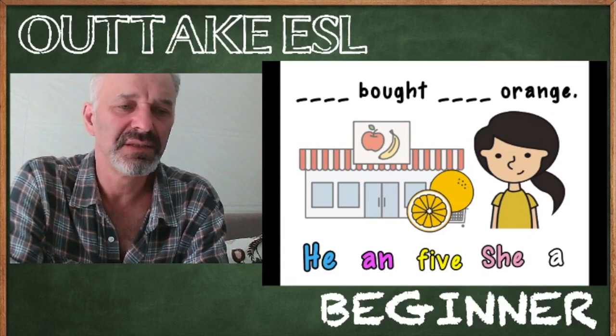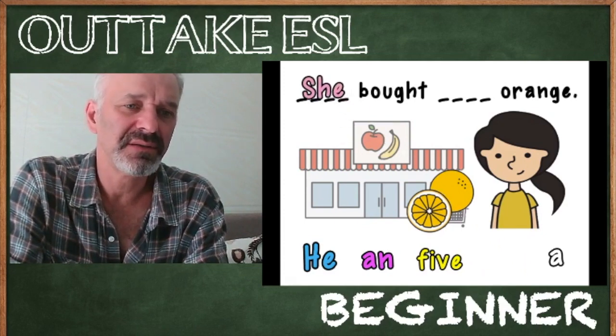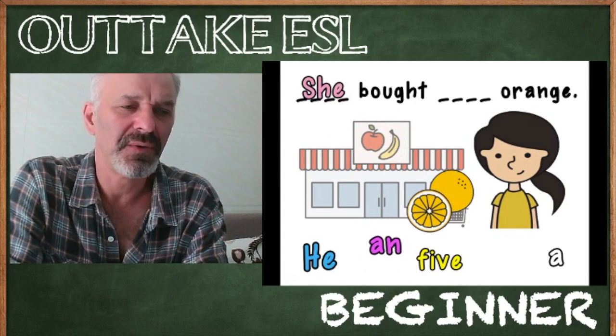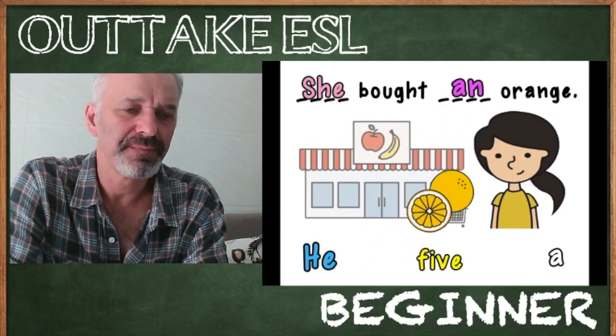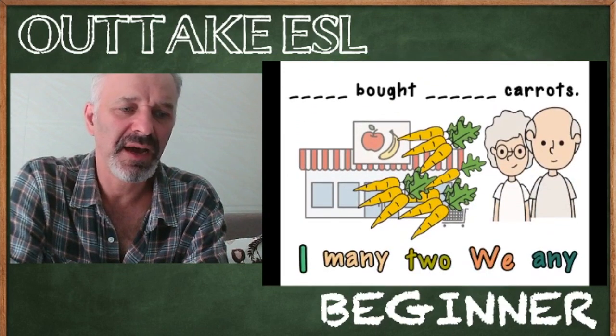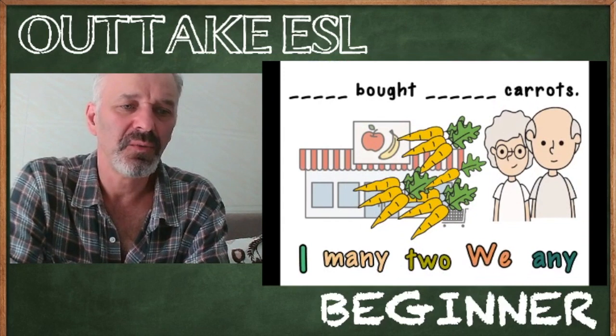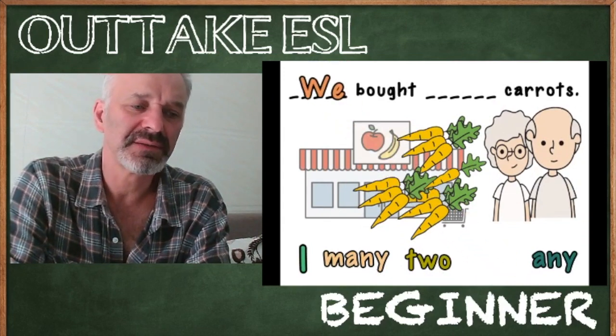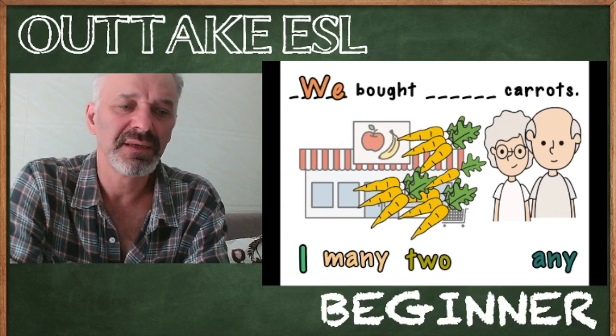She bought, what goes here? He, and 5, or a? And a. What do you think of here? I, many, 2, we, any. We bought how many carrots? Many, 2, or any. Many carrots.